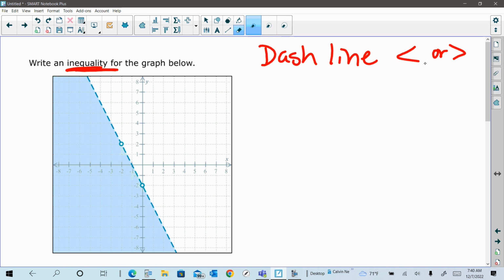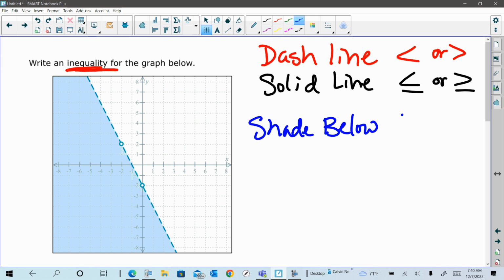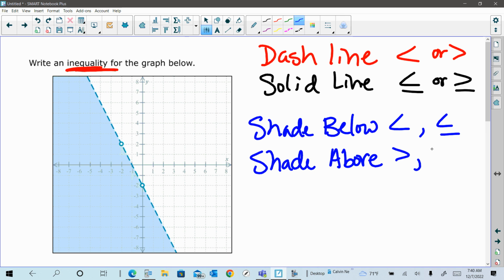I need that comma. If you have a solid line, that's less than or equal to or greater than or equal to. As for the shading, if you shade below the line, that's less than or equal to. If you shade above, that's greater than or equal to.